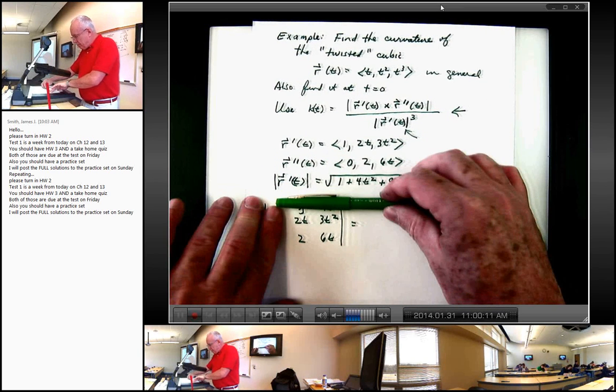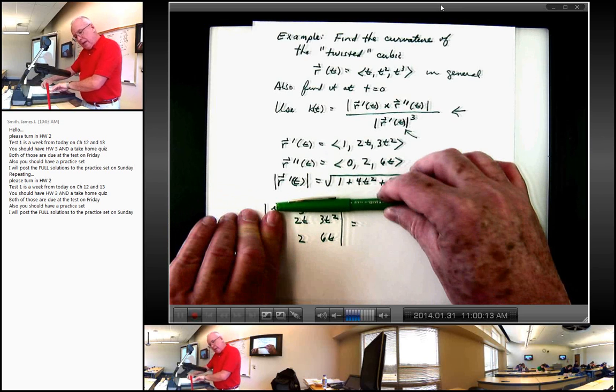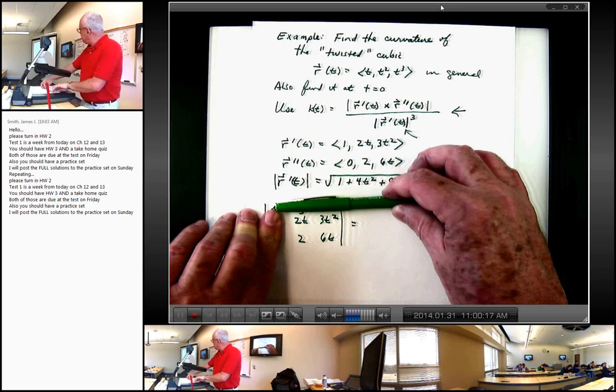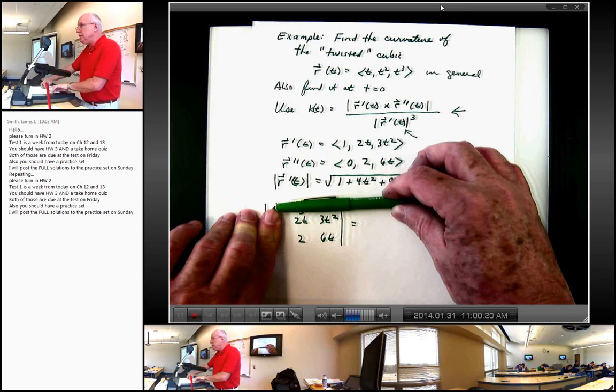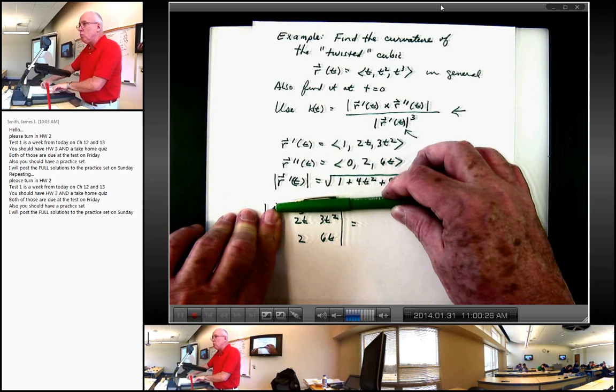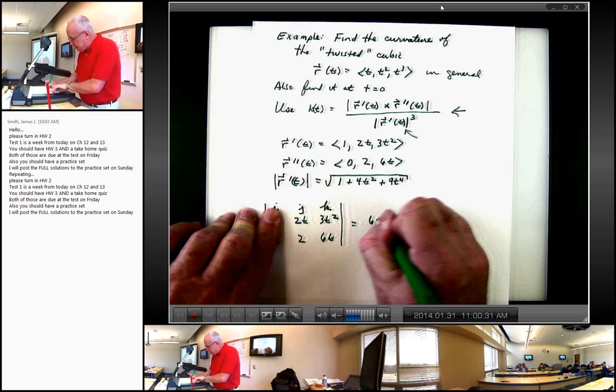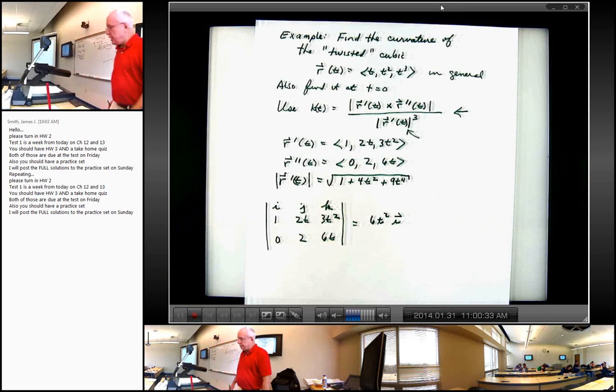For the i component, what are we going to have? We're going to have 2t times 6t, so that's 12t squared. And then we're going to take away 2 times 3t squared, we're going to take away 6t squared. So our component for the i is going to be 6t squared when we do that.